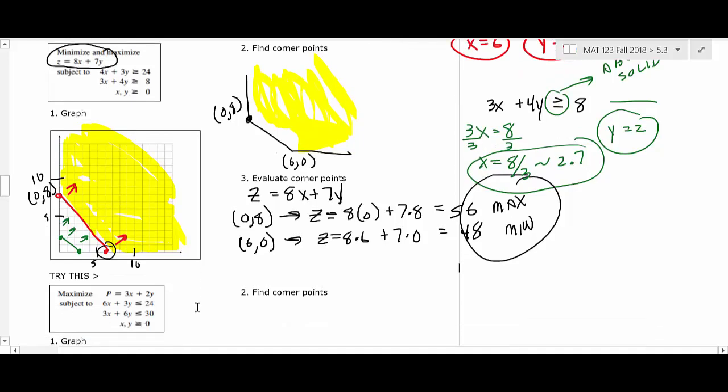All right, see if you can do this next one. This next one's pretty standard. Just start off by doing the graphing, find your corner points, evaluate your corner points, and see if you can get this one. Okay. All right?